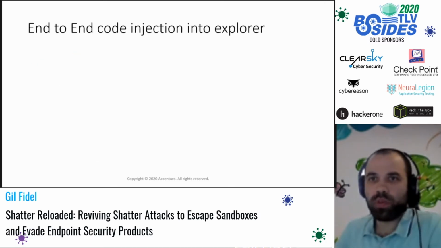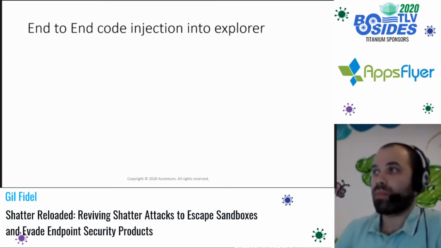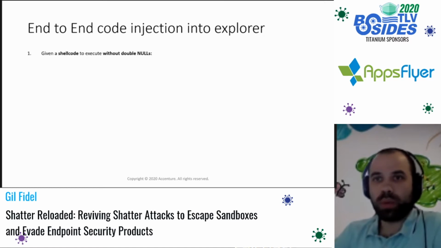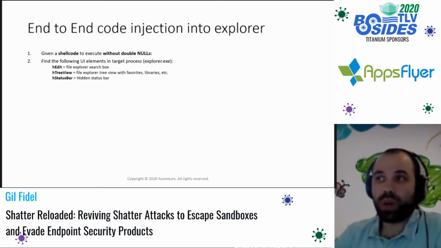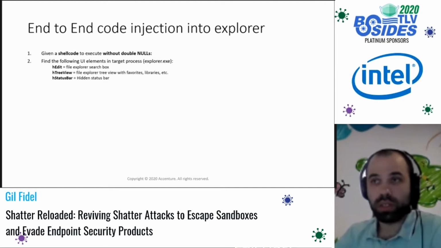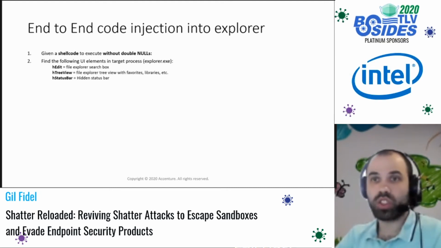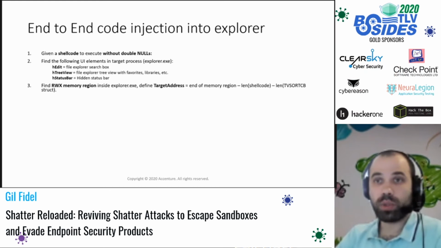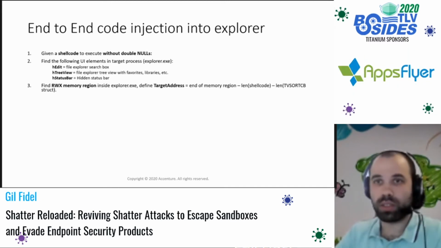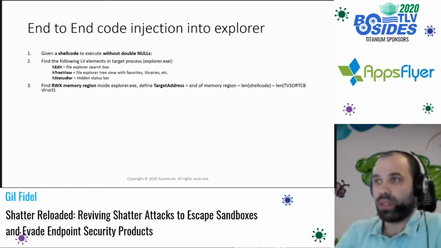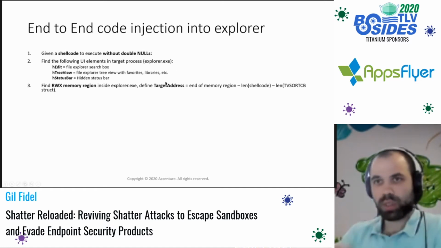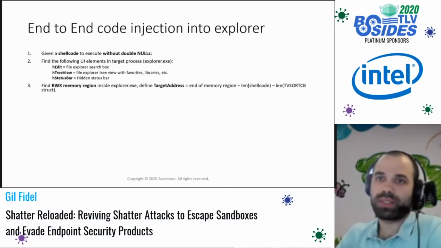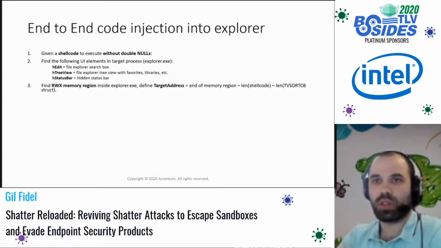Now let's go over the attack sequence in a bit more detail. We have a shellcode without double nulls. We find the following UI elements in our target process, which is explorer.exe: an edit box, a tree view, and a status bar. Then we also find an RWX memory region inside Explorer by iterating over all the memory regions and checking their protection flags. Now we have a target address that we define as being in the slack space, at the end of the memory region, which is all nulls.